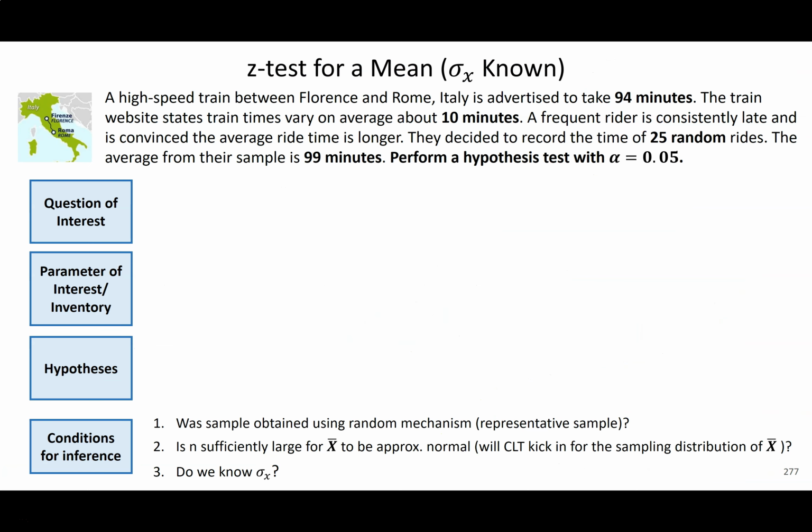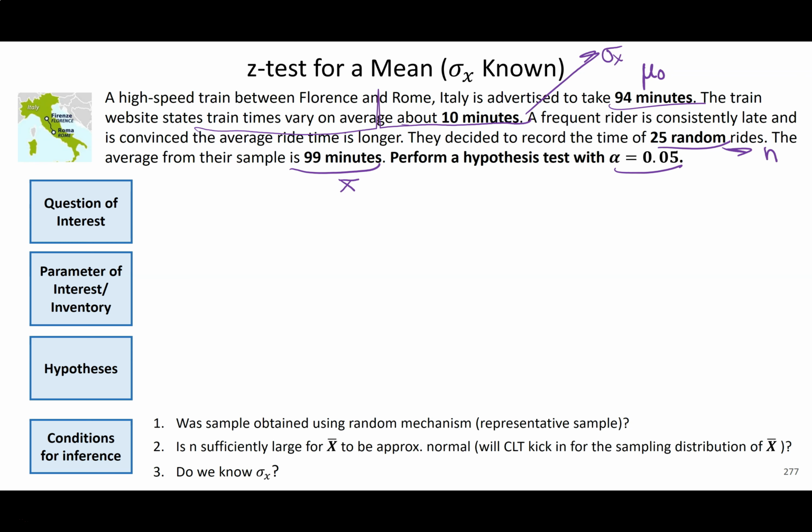So we're going to go through the steps for our z-test for the mean. We're looking at the high-speed train. They advertise it takes 94 minutes. That's our value of mu naught. The times vary on average. That's our sigma of x. They decide to take 25 random rides. I hope they didn't actually have to sit through them. That could have been really, really long. This is my significance level. The average from their sample, so this comes from the sample, that's x bar. So there we are.